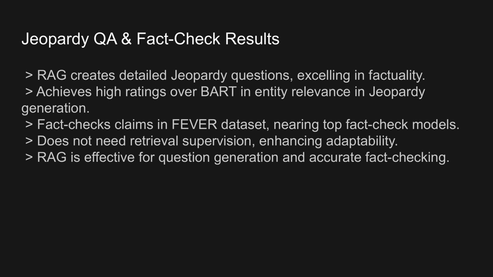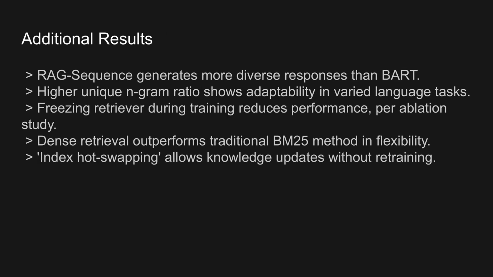Now that we've covered RAG's main applications and performance, let's go over some additional results that provide more insights into the model's unique capabilities, particularly around diversity and retrieval flexibility. In this section, the authors discuss how RAG models, especially RAG-Sequence, are able to generate more diverse responses compared to other models like BART. They measured diversity by calculating the ratio of unique n-grams in generated responses, showing that RAG's output contains more varied phrases and word combinations, particularly in RAG-Sequence responses. So, RAG-Sequence ends up with more distinct expressions or phrases.